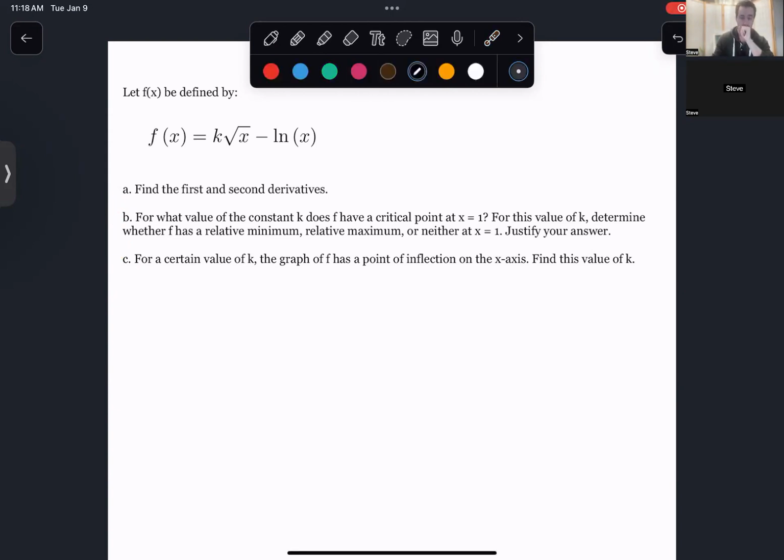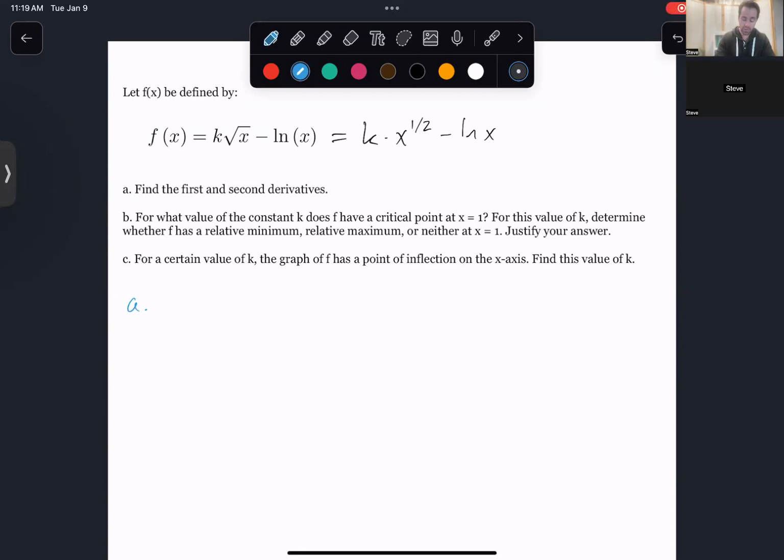Let's get started. We have our function k times square root of x minus ln of x. The first task is to find the first and second derivatives. What I'm going to do right off the bat is write this as a power of x instead of square root of x. So it's going to be k times x to the 1/2 minus ln x. This is just so that I can more easily apply the power rule.